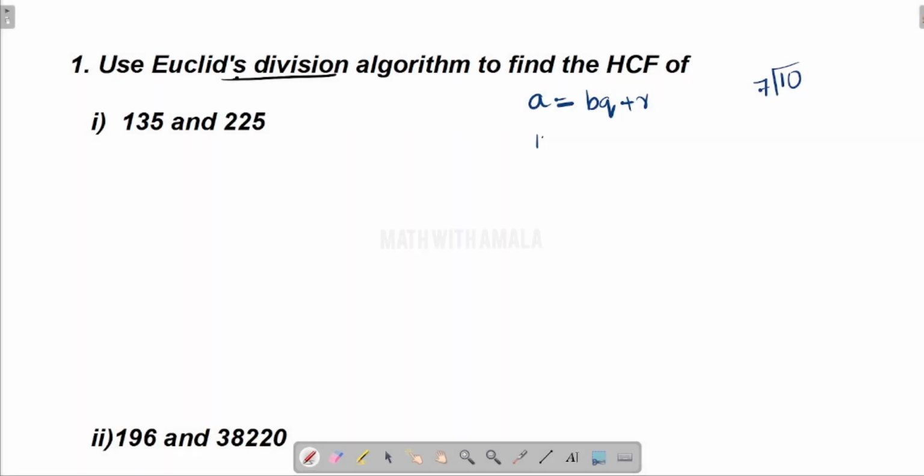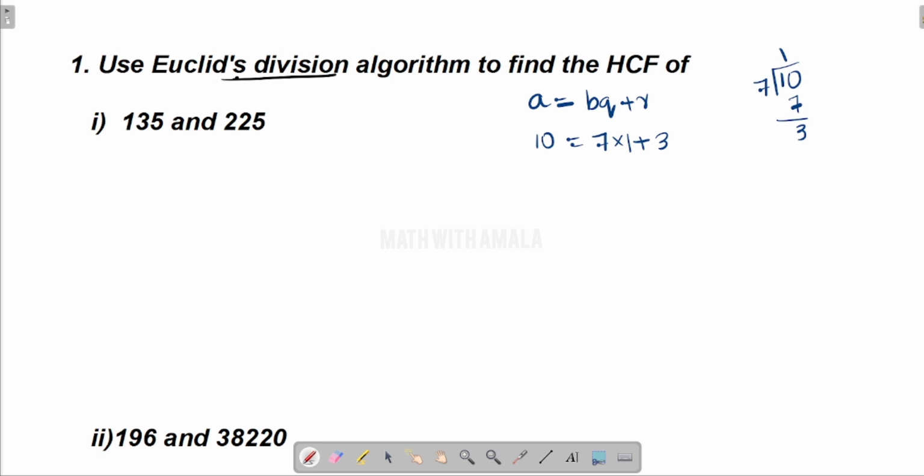Let's start part 4 of grade 10 chapter 1, Real Numbers. Here we are dealing with Euclid's division algorithm, which contains some exercise problems. Question number 1 is: use Euclid's division algorithm to find the HCF of 135 and 225.